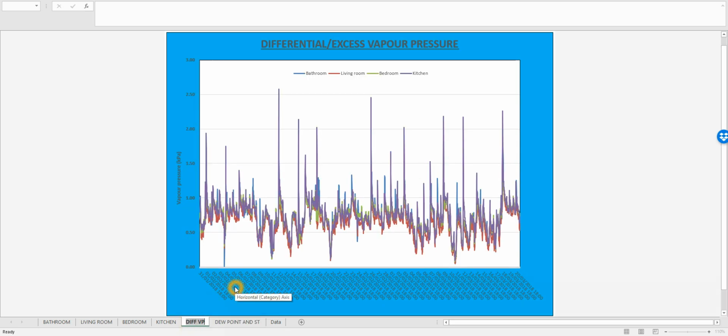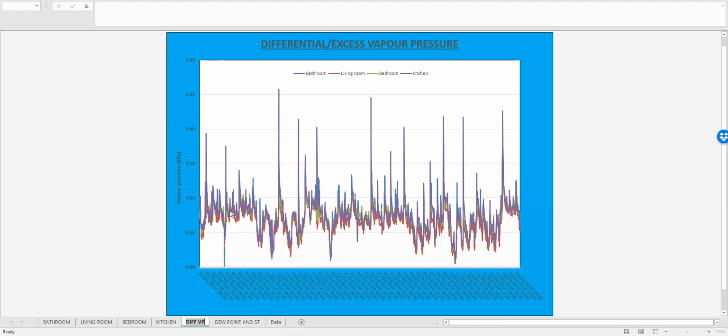Differential vapor pressure. Now, normally, what we found, roughly, is if you're getting about 0.5 kPa and above, you've got a ventilation issue. So that's the excess or the differential vapor pressure from outside. So this is all the moisture produced above the outside moisture.